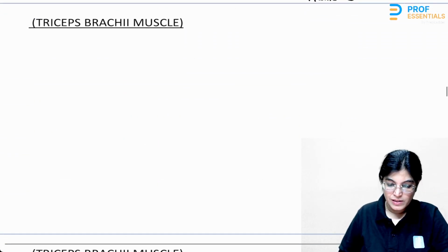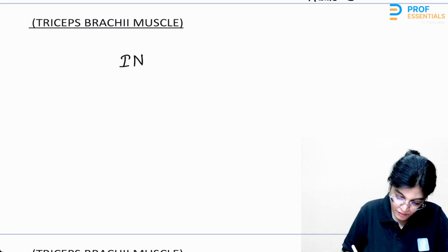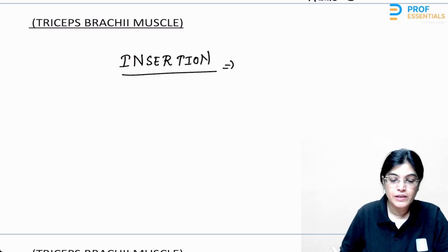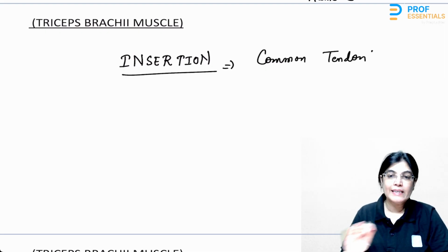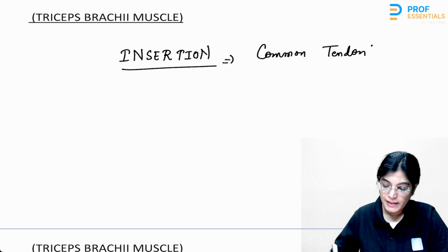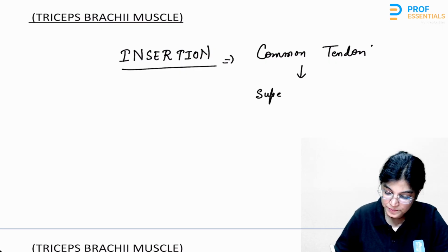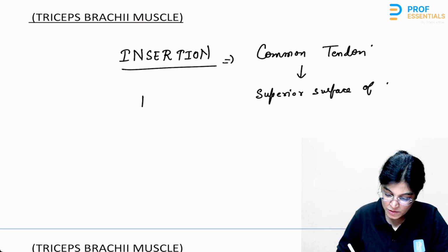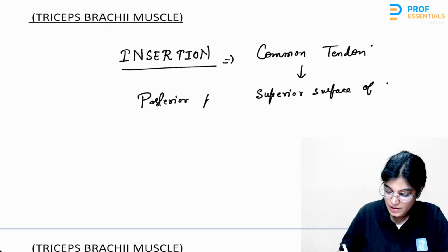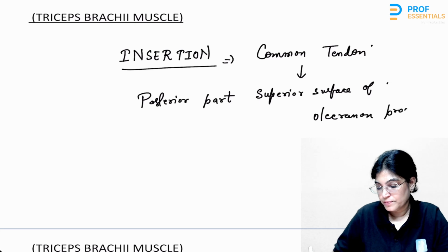Let's talk about the triceps muscle insertion. The triceps muscle inserts through a common tendon. These three heads will form a common tendon. The medial head, the lateral head, and the long head will fuse and form a common tendon, which will insert into the olecranon process. To be more specific, the posterior part of the superior surface of the olecranon process of the ulna bone.